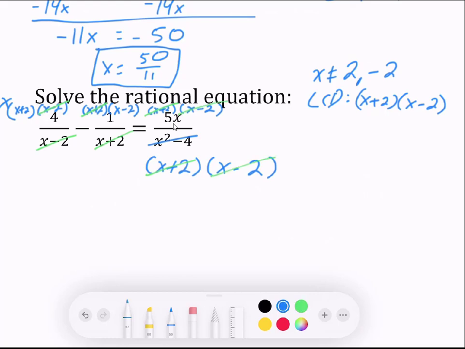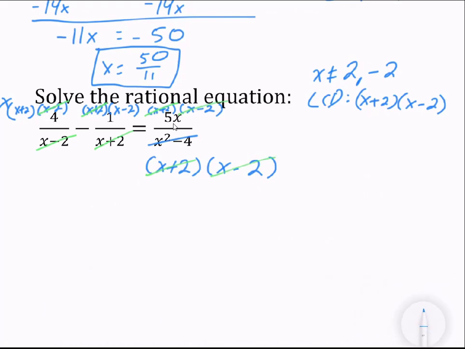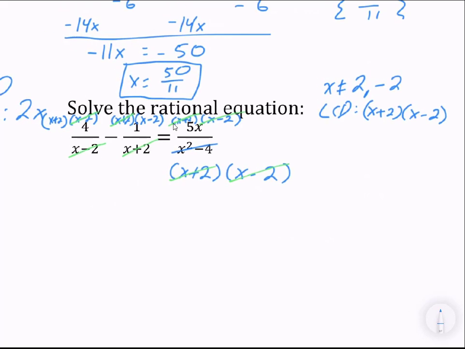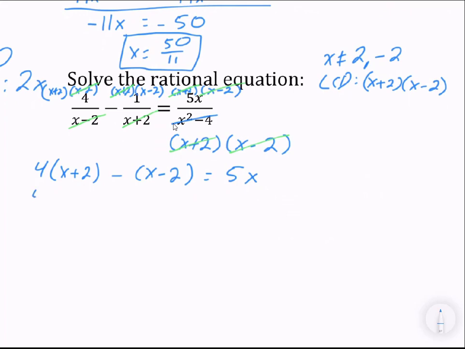So now the big thing that's important here is what's left. So we've got a 4. Yeah, because it's minus 1 times x minus 2. So yeah, that works. Equals 5x. All right, well, back to distributing. That'd be 4x plus 8 minus x plus 2 equals 5x. Okay, so that would be 3x plus 10.